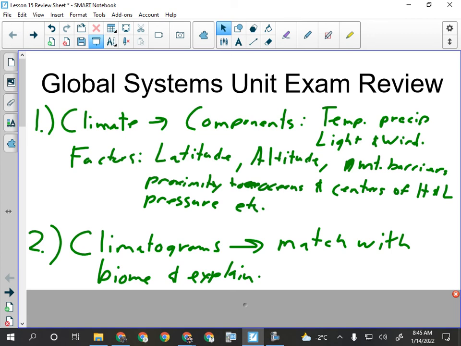I'll put a climatogram on the exam, and you have to interpret the climatogram. So tell me what it says about that area's precipitation, amounts, patterns. Its temperature, patterns. What kinds of things might cause those patterns to be the way they are, and then use that to justify your choice of biome.